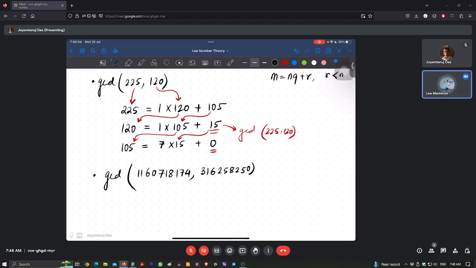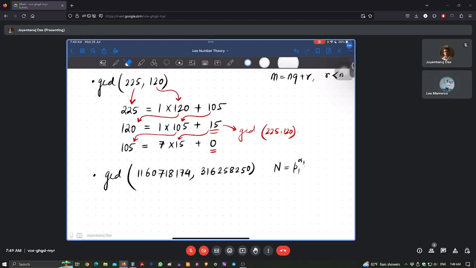Prime factorization applies to anything. Every number, suppose N is a natural number, you can write it as p1 to the power alpha 1, p2 to the power alpha 2, and so on up to pk to the power alpha k. Here p1, p2, pk are all prime numbers, and we have the exponents alpha 1 and so on. So this is the prime factorization. It exists for every number.